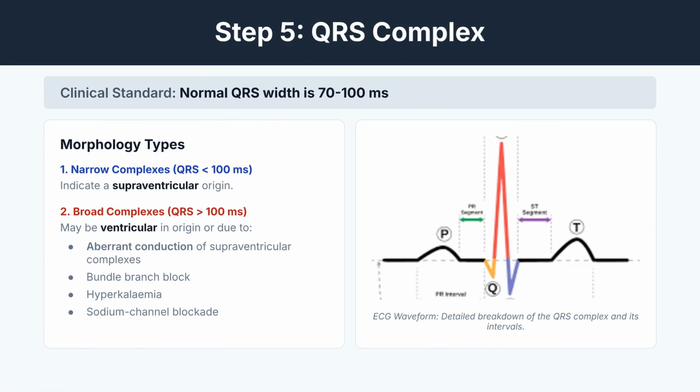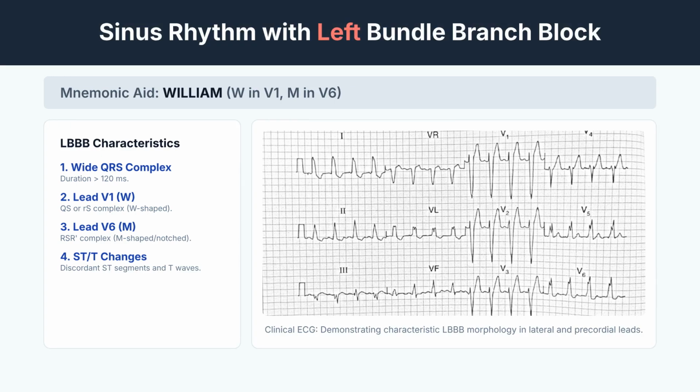Step 5 is QRS complex analysis. The normal QRS width is 70 to 100 milliseconds. Narrow complexes indicate a supraventricular origin, while broad complexes, over 100 milliseconds, may be ventricular or due to conduction delays like bundle branch block. Left bundle branch block, or LBBB, is identified using the William mnemonic, a W shape in V1 and an M shape in V6.